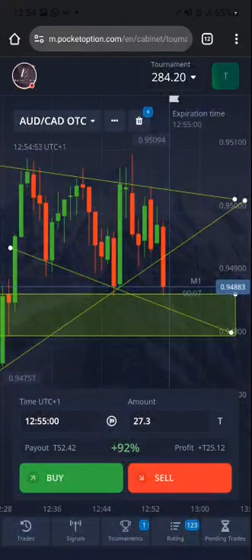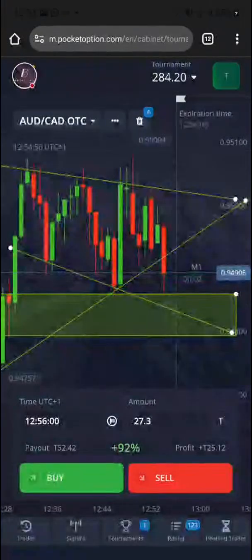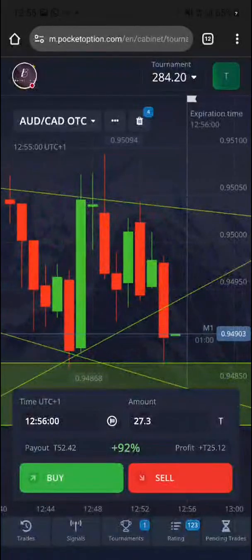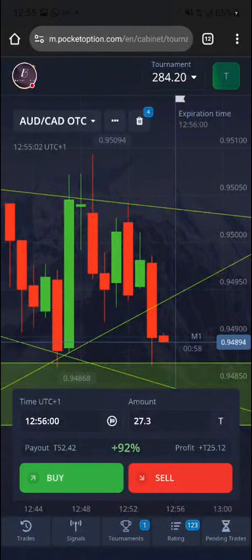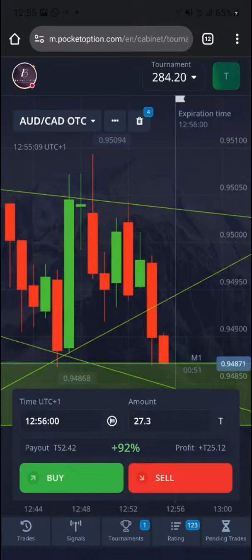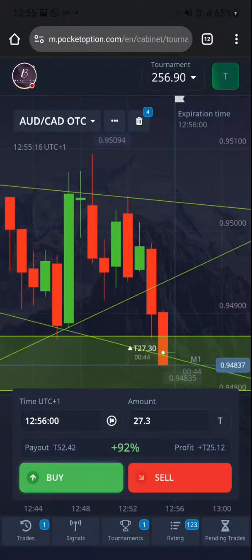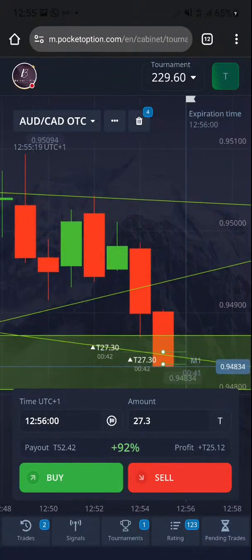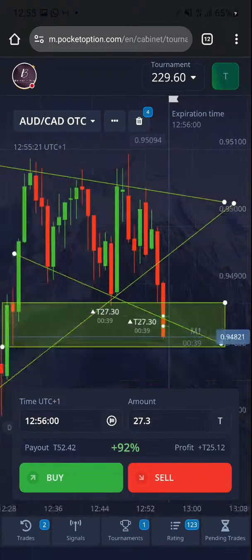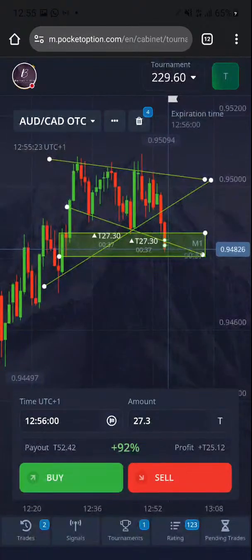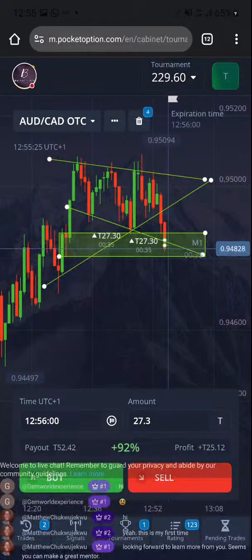I might go with the buyers if it breaks this common point of rejection. There's a common point of rejection down here. Oh, and there's a round number there too. That's good. If price breaks that common point of rejection, we'll go with the buyers. But we have to be patient enough for it to actually break. Oh, come on. Okay, it has broken now. I'm expecting it to pull back to the upside. So let's see how that happens.